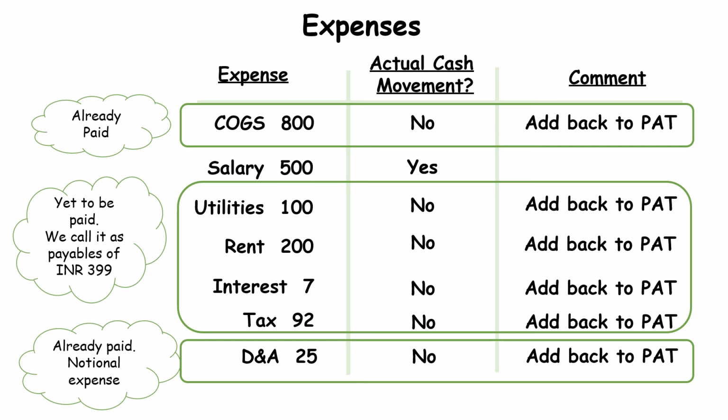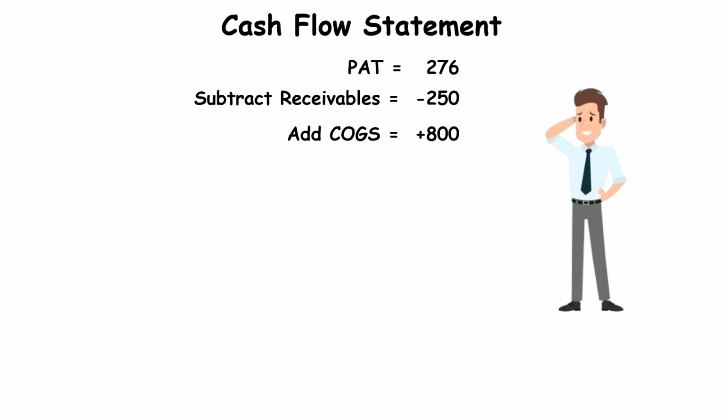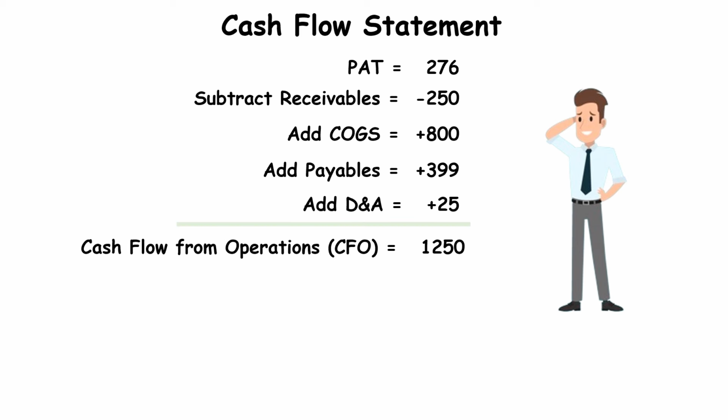Now that we understood where there were cash movements, let's put all this in our cash flow statement. We take PAT of 276 rupees and we subtract receivables of 250 rupees. Then we add back COGS of 800 rupees. Then we add back payables of 399 rupees. And finally, we add back D&A of 25 rupees. If we do the math, you will get that cash flow from operations, that is CFO, was around 1250 rupees.